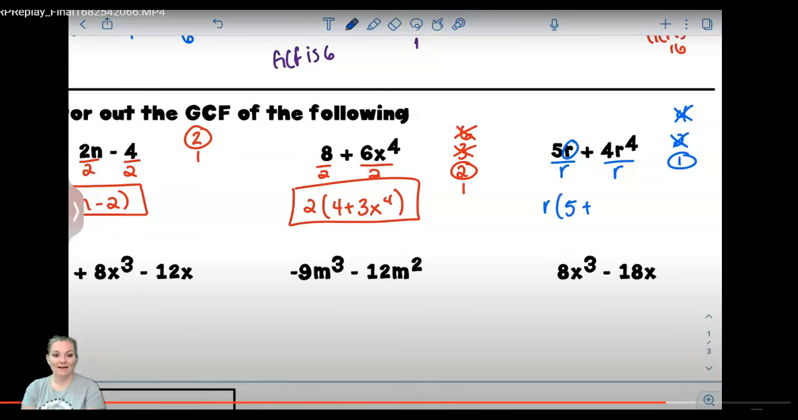GCFs go on the outside, and 5r divided by r, or 1r, is just 5. My r's are going to cancel, or you can think about it as subtracting the exponents, because that's what you're doing when you're dividing by terms. You are subtracting the exponents. R1 minus R1 cancels out, so you just have 5. And then 4r divided by r is 4r to the third, again, because you are subtracting exponents. 4 minus 1 is 3, so that's 4r to the third.